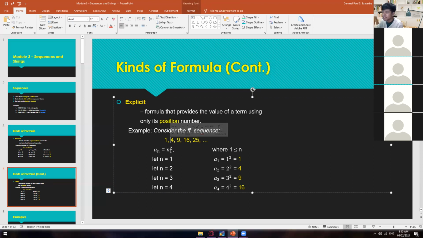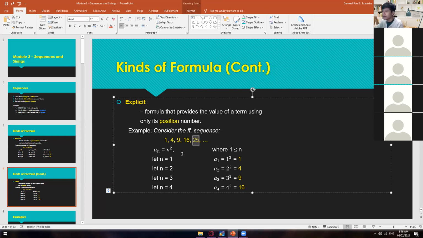So in here, as long as you know the formula, then you're good to go. For example, you want to know the 10th term. Just substitute here the value of 10. So 10 times 10 is 100. That's already your 10th term. And here, we've only shown up to the 5th term.